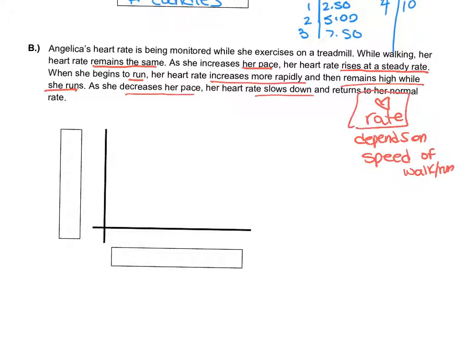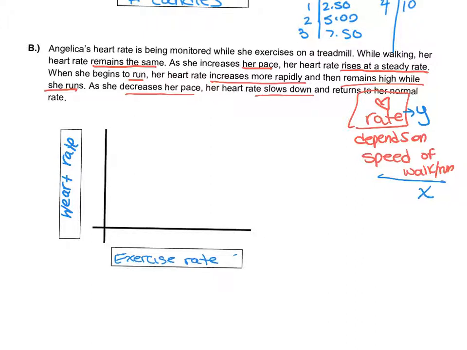So that means that the heart rate, which is dependent, is the y, and the speed, even though it's changing, is the independent. So here we would put speed of walk or run or exercise. Maybe that would probably be a better word, exercise rate. And here's the heart rate.